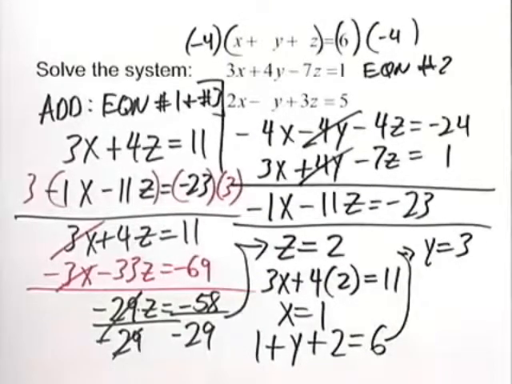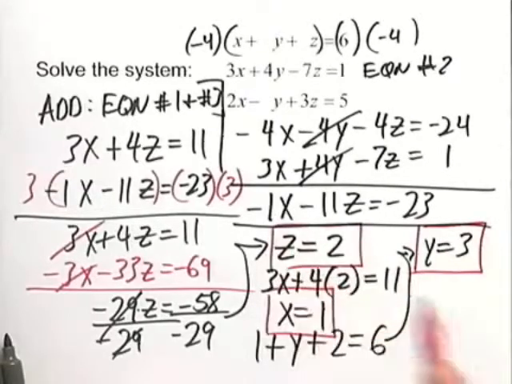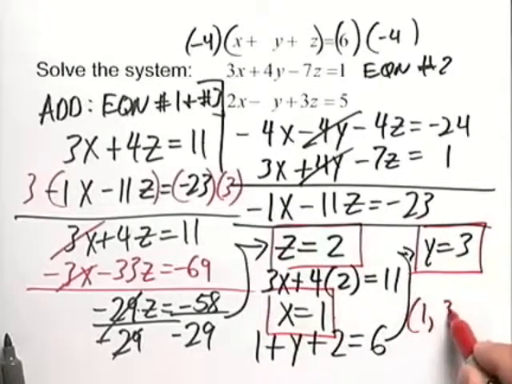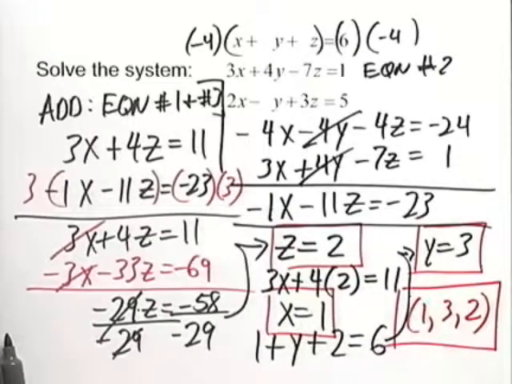Now let's bring all this together. Let's take our pertinent information and write our answer correctly. We have our x equals 1, y equals 3, and z equals 2. And to write that correctly as an ordered triple, we have (1, 3, 2). And this is the intersection point of these three equations in terms of three variables.